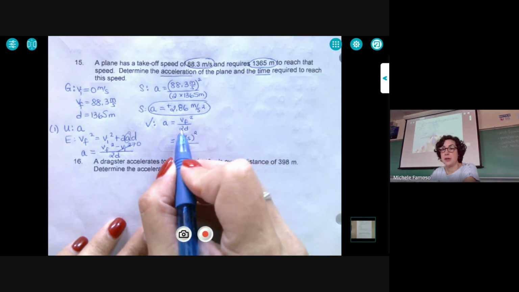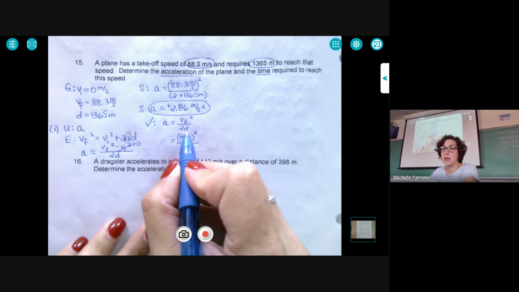The 2 is not a measurement, so we ignore it. No units on that. But let's talk about D. Ellie, what units do we have for D?